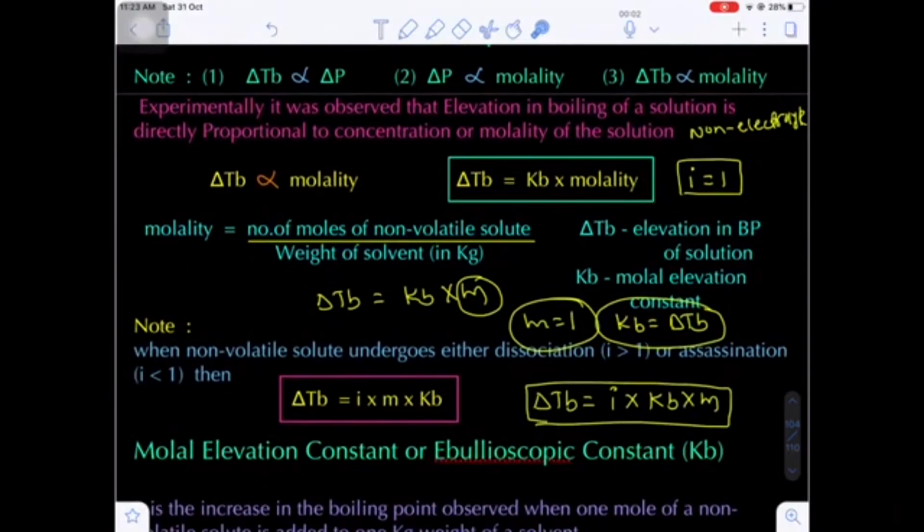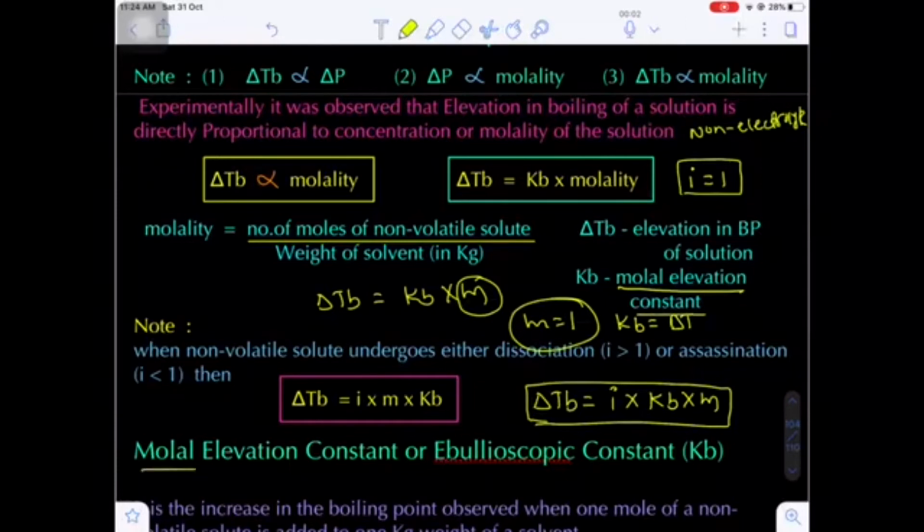Experimentally, it is concluded that the elevation in the boiling point of a solution is directly proportional to its molality. That means as the molality of a solution increases, its elevation in the boiling point also increases. Yes or no? By removing the proportionality, I am writing a proportionality constant which is known as the molal elevation constant. Which is known as what? Molal elevation constant. The molal elevation constant is also known as the ebullioscopic constant, that is the Kb.